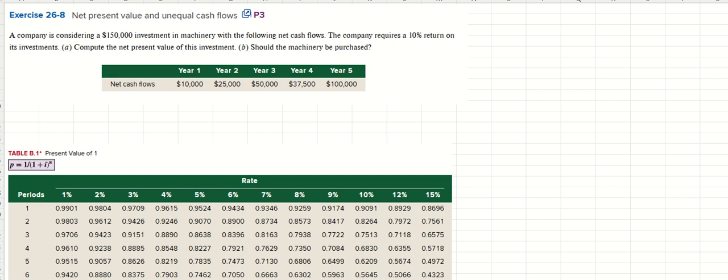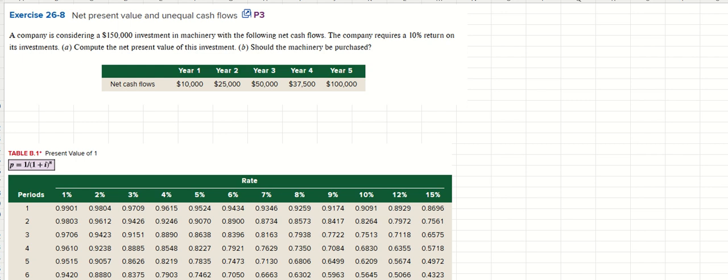Okay, chapter 26, practice problem number 2. For this exercise, we are to calculate the net present value on this investment here. It looks like a company is considering investing in a machine that's going to cost them $150,000. So that will be the initial investment.